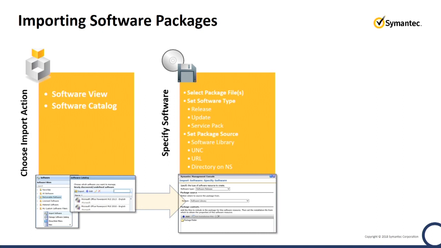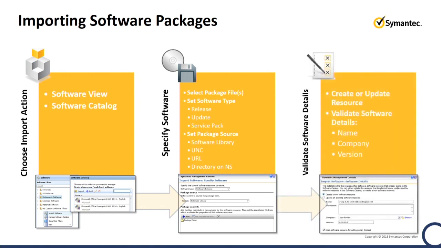Then you choose your package source. Where's it coming from? Is it going to reside in the software library? Is it going to be from a link? Is it going to be in a special directory on the notification server? You set that. And then you validate the details. In this case, it might tell you that Visio.exe is already there. Do you want to create a new one or use the existing metadata that's in there? Once you make that decision, you make sure that the name, the company, and the version are right, and then it's brought straight into the software catalog.